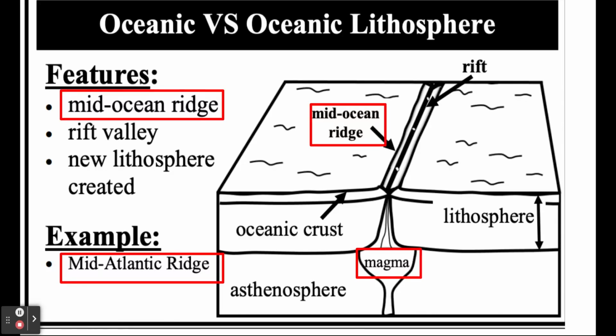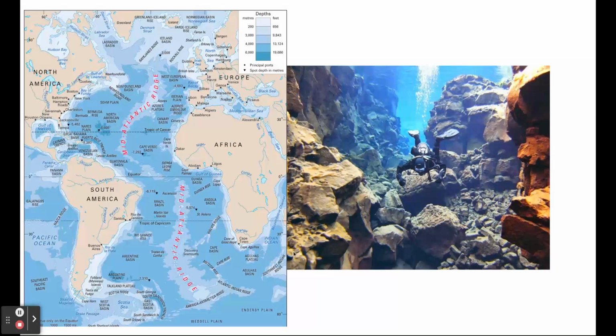Your example here is the Mid-Atlantic Ridge. So you have magma being pushed up right here, and you have the plates being pushed away from each other, and you have new lithosphere being created here, and it creates this mid-ocean ridge. Here's a picture. You have this Mid-Atlantic Ridge, and it goes all the way through the Atlantic. It's very deep. And then it will go up through Iceland as well.